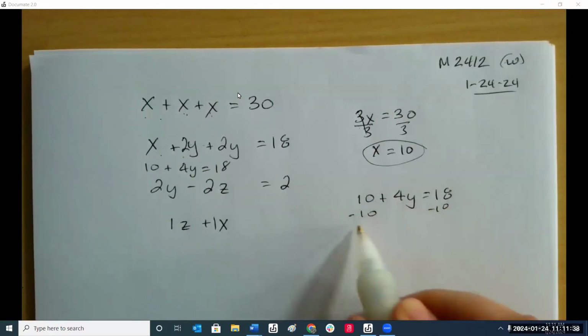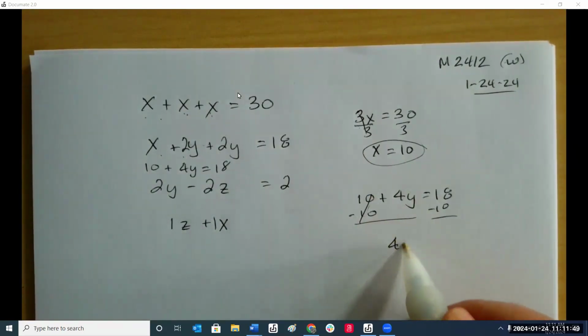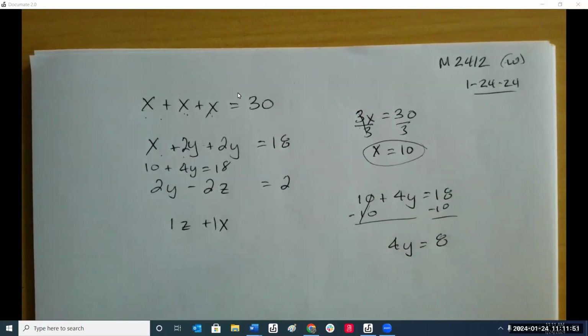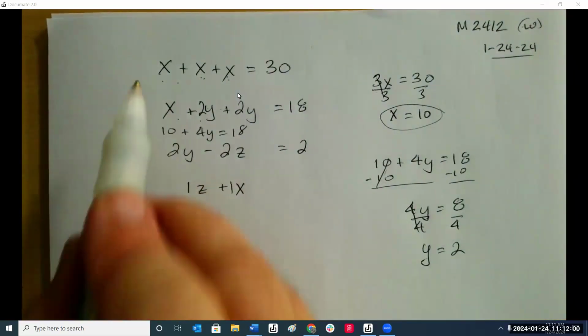Subtract 10. So whenever you solve for variables, you do the opposite of the order of operations. You get rid of addition and subtraction first. Divide by 4. So each y is worth 2. So we got rid of these two.